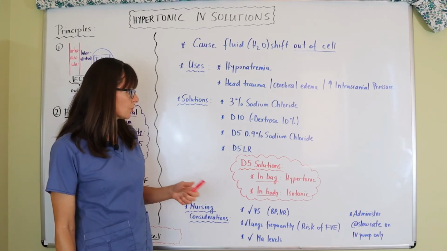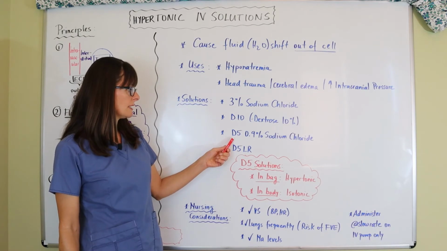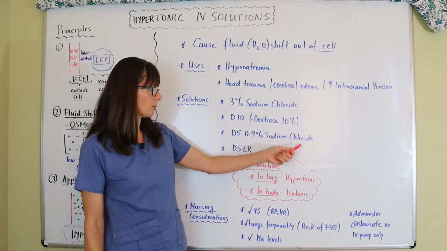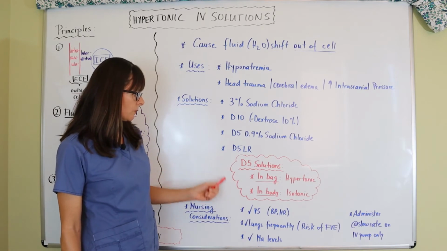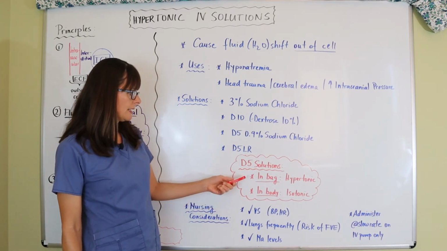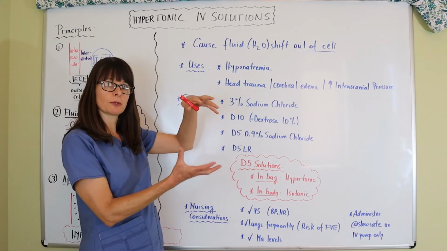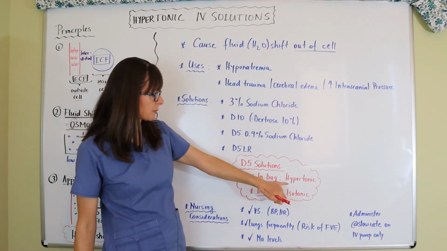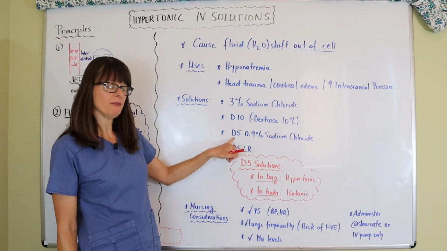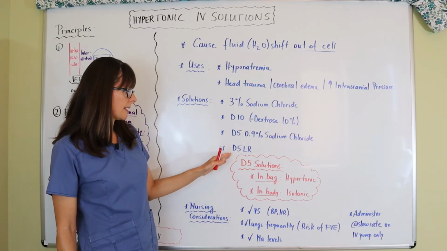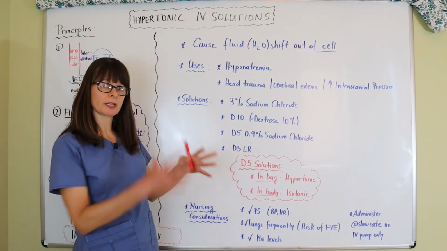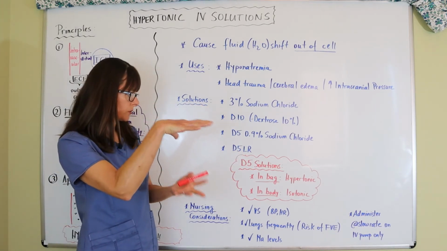And then a couple of other solutions that include D5, which is 5% dextrose, so D5 0.9% sodium chloride, as well as D5 lactated ringer solution. And the special thing with D5 solutions is that in the bag, so if you're actually looking at the bag that contains the fluid, it is hypertonic because it contains the D5 and the normal saline, which by itself, the normal saline is just isotonic. Same with D5LR. D5, in addition to lactated ringers, which is isotonic in the bag, is a hypertonic solution.